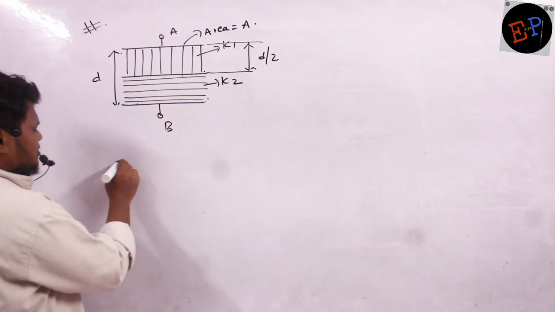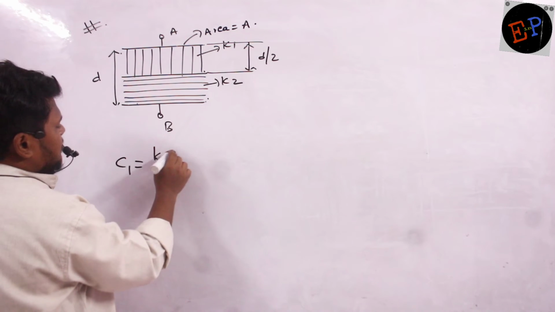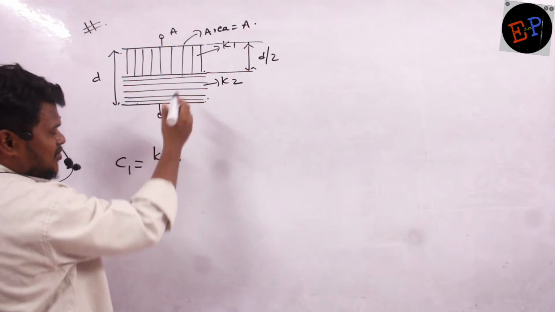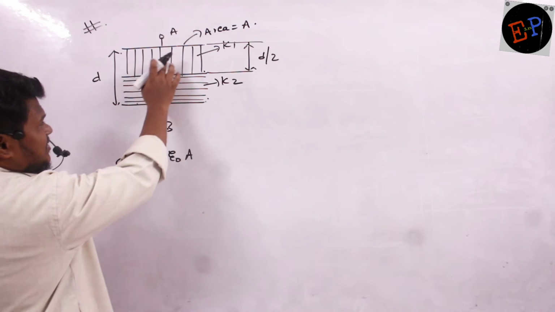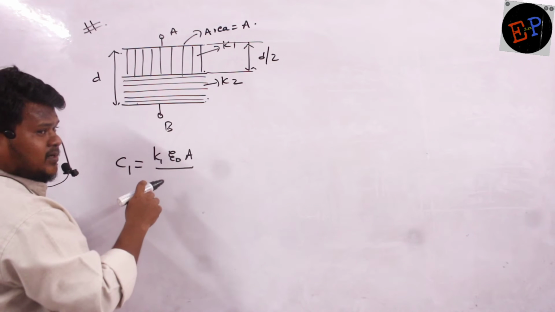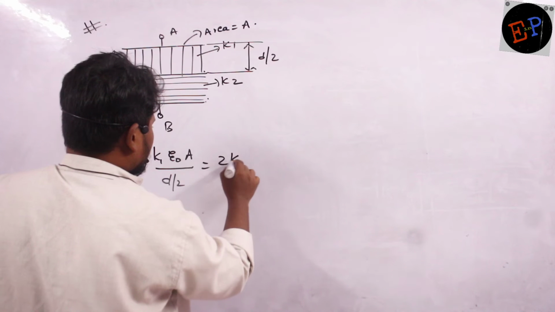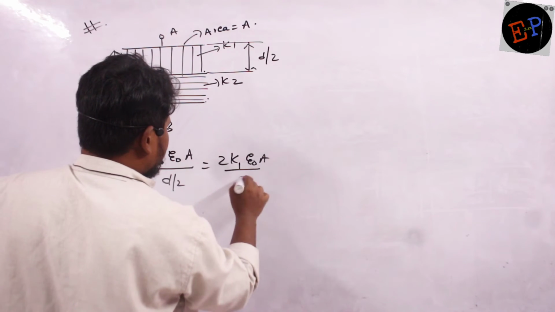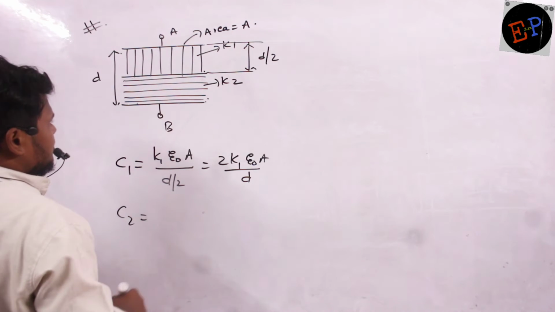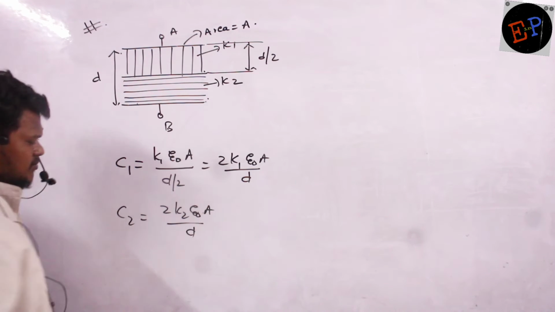So we will do one thing. First of all, we will calculate C1. So K1 epsilon, and how much area this dielectric is covering? Total A it is covering. This dielectric is covering total area of the plate, no? Divided by how much distance it is covering. This is D by 2. Understood, no? So therefore 2K1 epsilon naught A divided by D. This is the capacitance of first capacitor. Second capacitor, same, no? So 2K2 epsilon naught A divided by D. That's all.